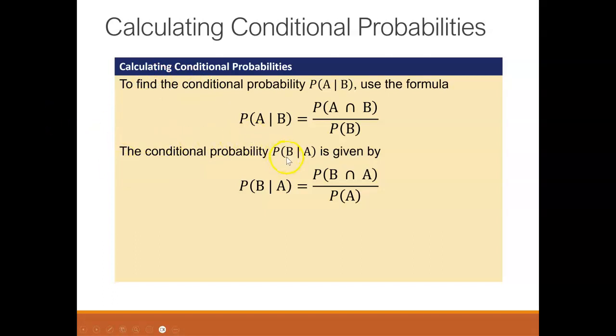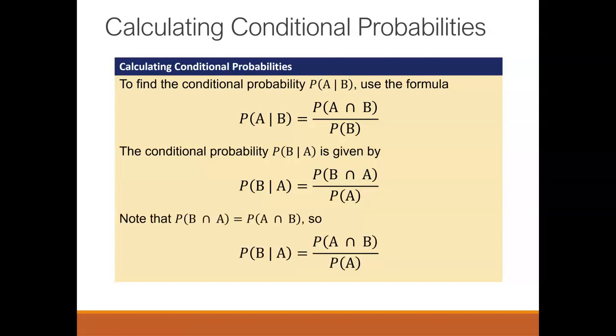Notice that if we flip the conditional probability, B given A, the numerator does not change, right? A and B is the same as B and A, but the denominator does. Everybody's okay?